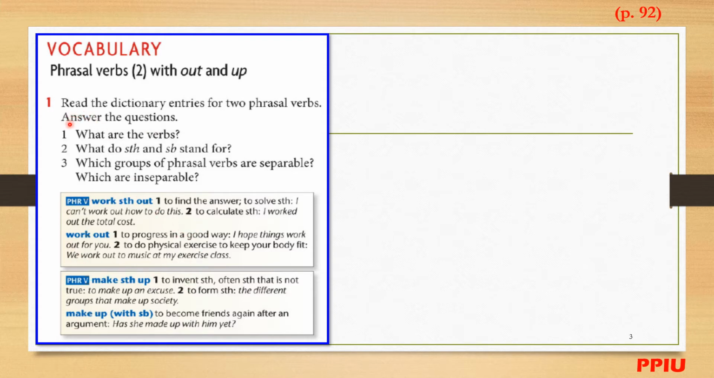Okay, what are the verbs? What do something and somebody stand for? Which group of phrasal verbs are separable and which are inseparable? You can see this one other example.